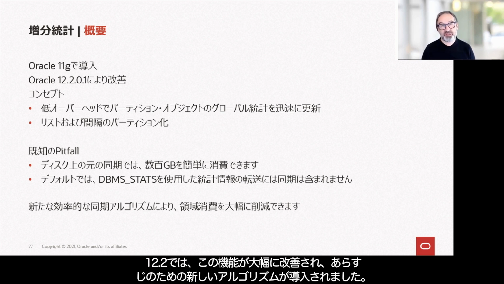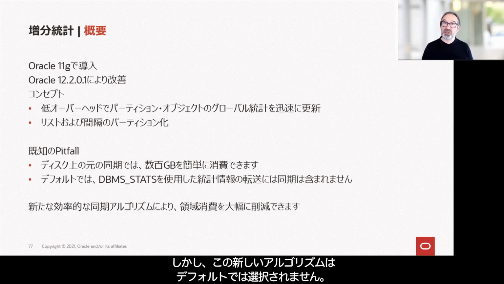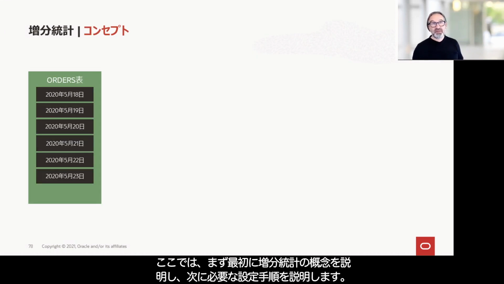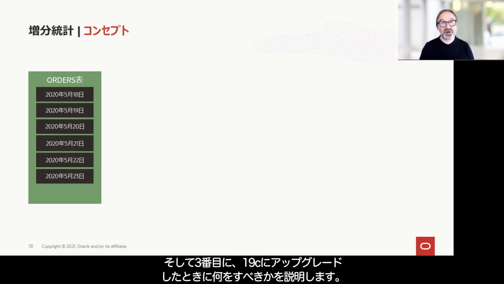Now with 12.2, the feature got significantly improved with a new algorithm for the synopsis. But the new algorithm is not picked by default, so we have to do a little bit. Now I would like to show you at first the concept of incremental stats, and then show you the configuration steps we need to take. And third, then explain what you should do when you upgrade to 19c.